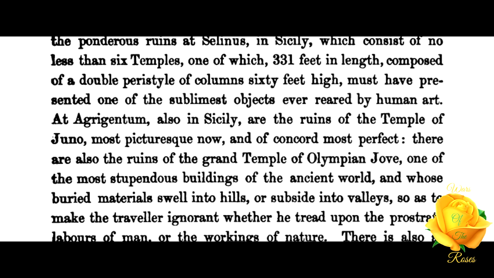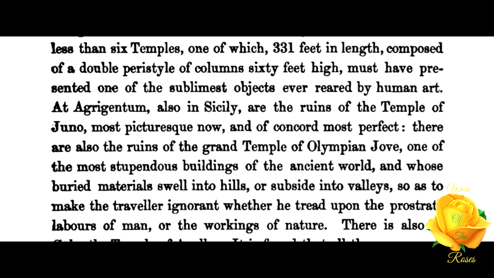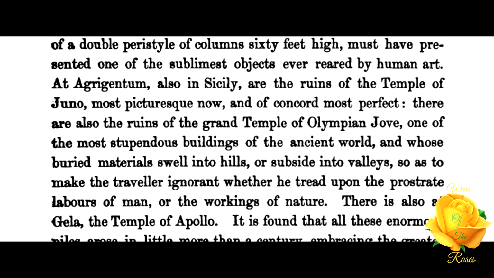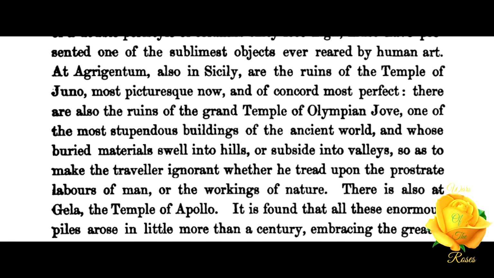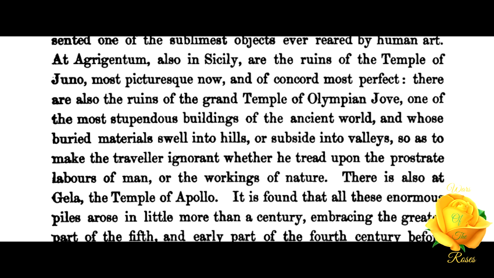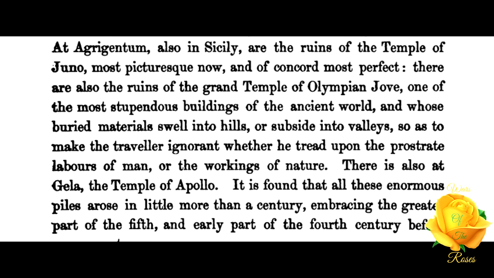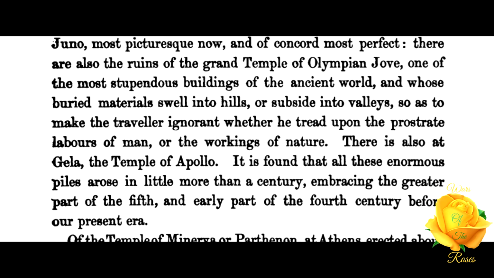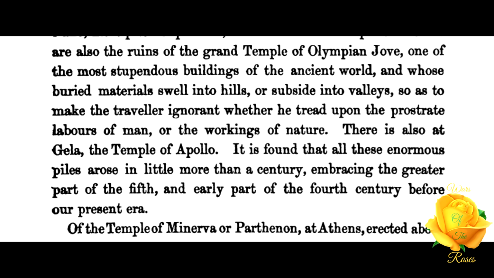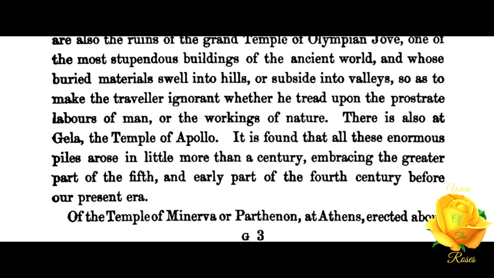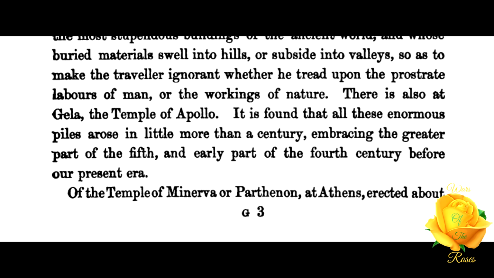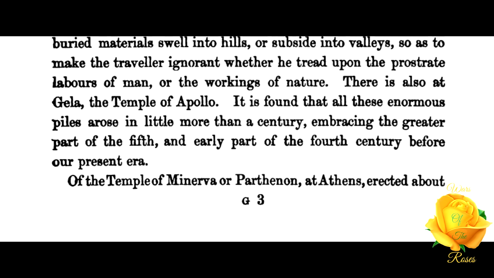At Agrigentum, also in Sicily, are the ruins of the Temple of Juno, most picturesque now, and of Concord, most perfect. There are also the ruins of the Grand Temple of Olympian Jove, one of the most stupendous buildings of the ancient world, and whose buried materials swell into hills or subside into valleys so as to make the traveler ignorant whether he tread upon the prostrate labors of man or the workings of nature. There is also at Gela the Temple of Apollo.